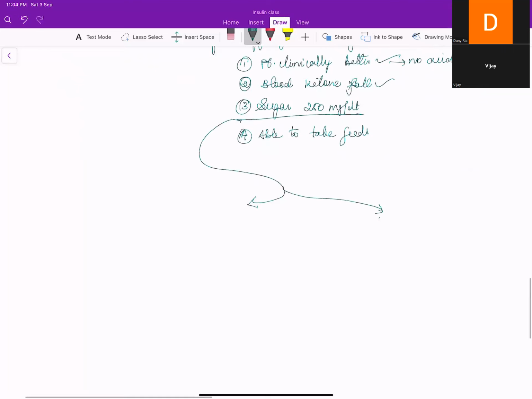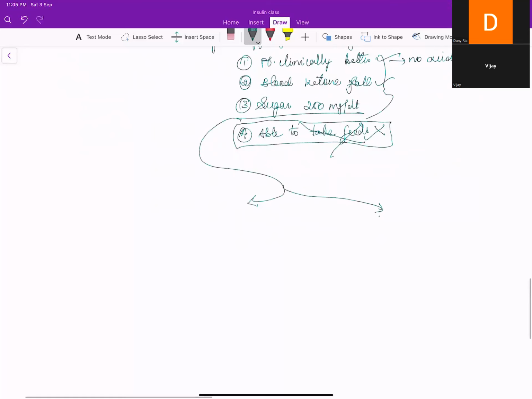So either of these criteria should be there, or all four should be there. Suppose the patient is not able to take feeds, he's in such a situation, then we can also change the insulin to a different form.